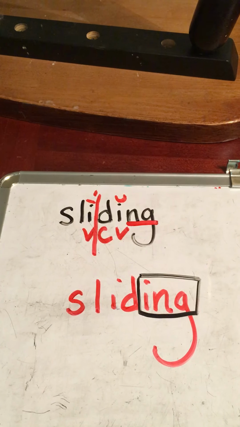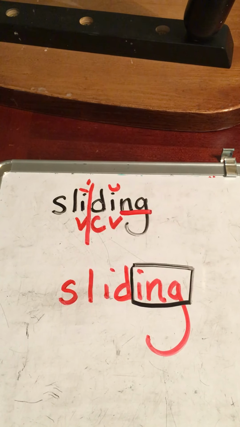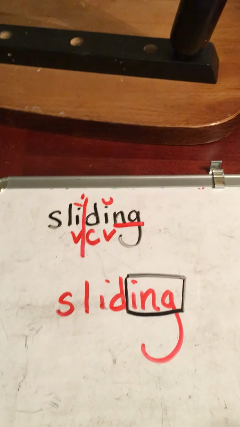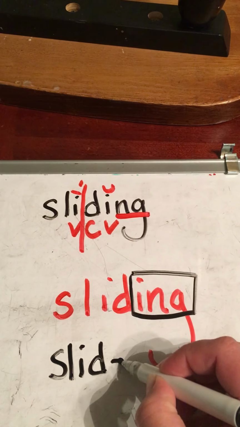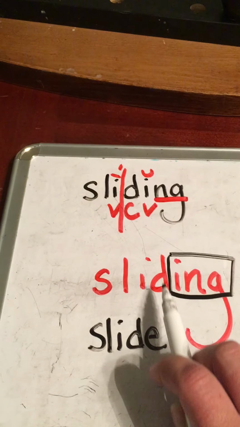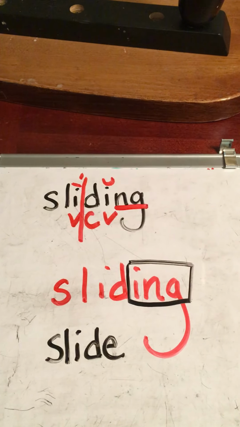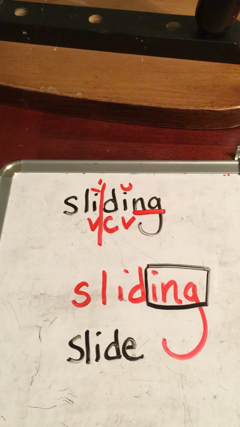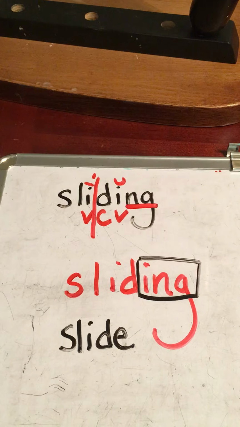So if ing is our suffix, then what is our base word? Slid? But I thought it was supposed to say slide. What's missing? Oh, I know. A sneaky E. This would say slide, but this says sliding. I wonder where my E went. So today we're actually going to learn a new rule, and this is an important rule when we're spelling.